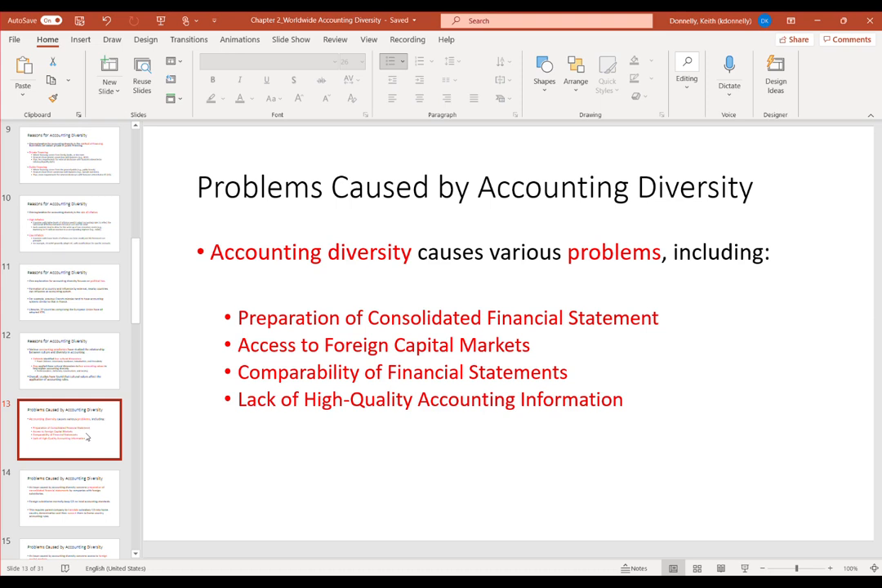Now, what are some of the problems of this accounting diversity? Well, we have things like, how do we prepare consolidated financial statements? How do we gain access to foreign capital markets? How can we compare financial statements? And because of all of these differences, we may lack high quality accounting information to make decisions.